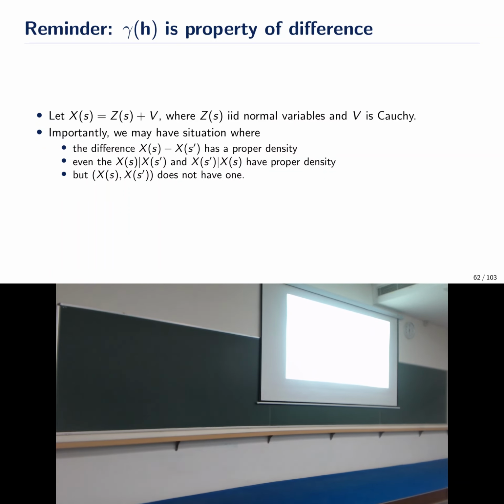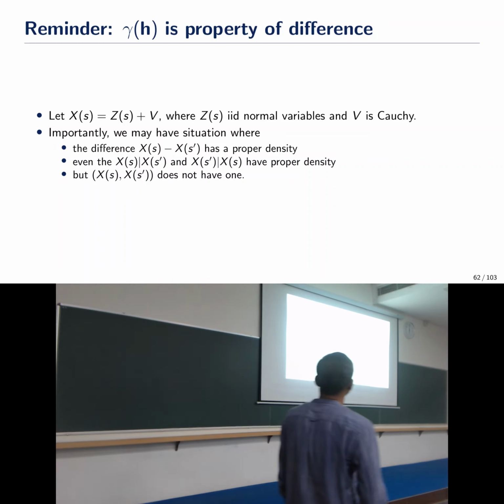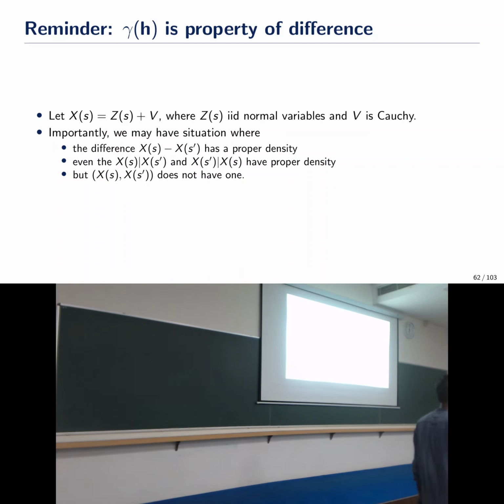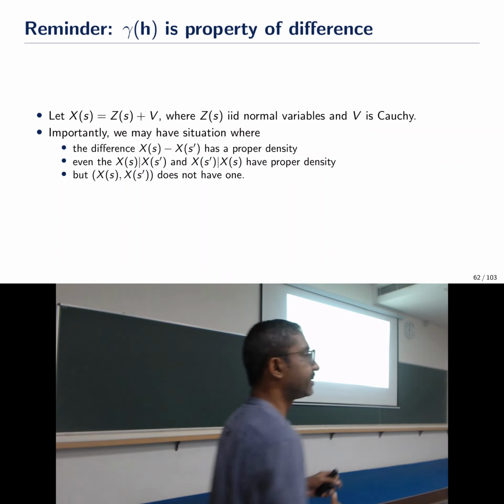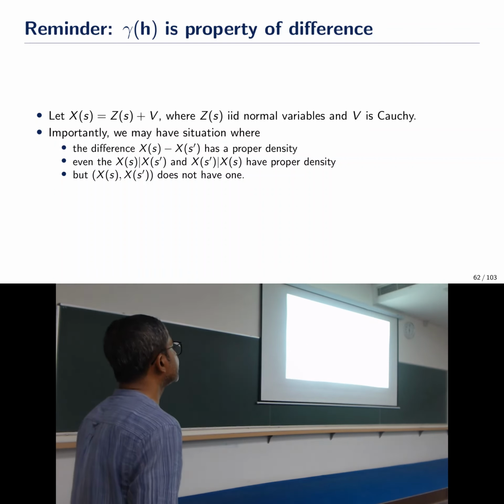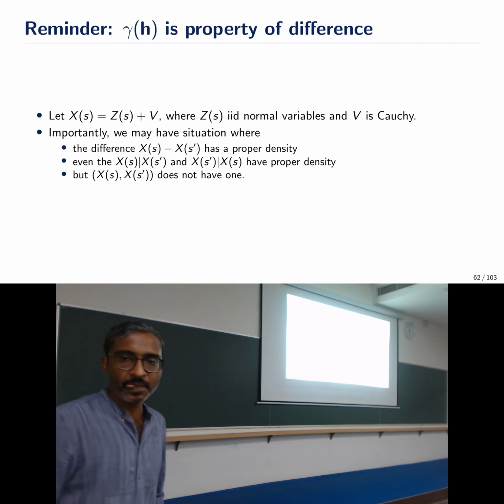Just to remind us, this gamma h, this intrinsicity, is particularly a property of the difference. It has nothing to do with the original process. It can happen that the original process does not have any moment, but still it can be intrinsic stationary. I have given one example here.